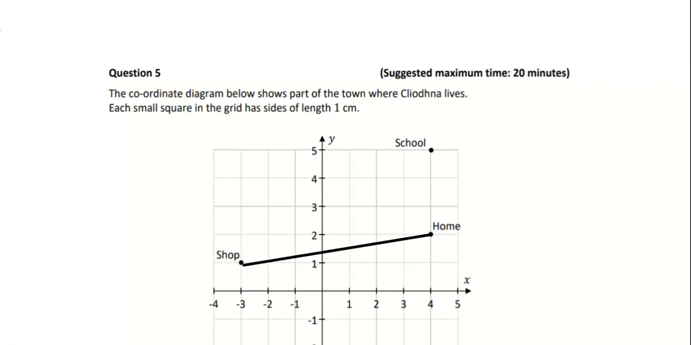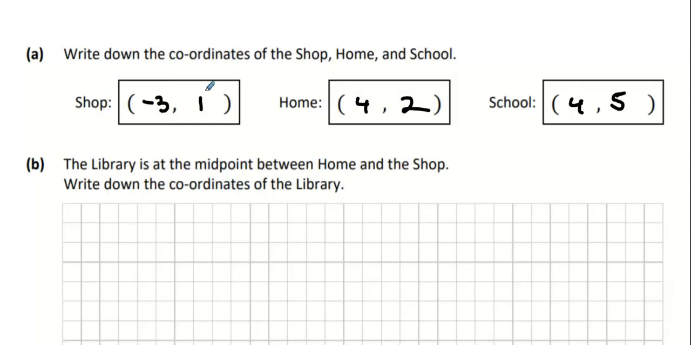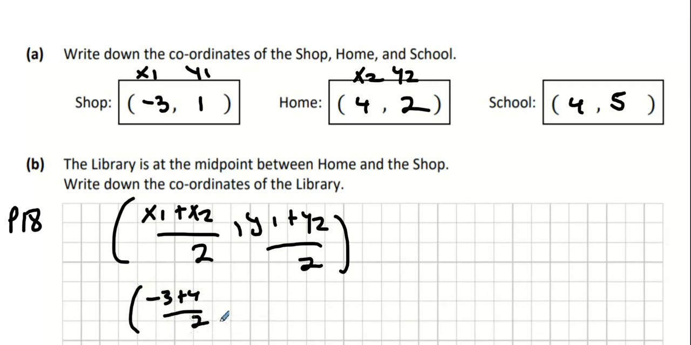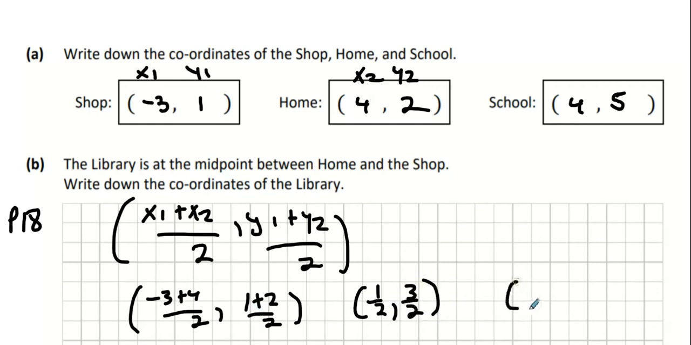I think we might just use the midpoint formula here. The midpoint formula is on page 18 of your log tables. X1 plus X2 over 2, Y1 plus Y2 over 2. Home and the shop, so call that X1, Y1 and call that X2, Y2. What you're going to get here is -3 plus 4 over 2, and then 1 plus 2 over 2. So we get a half, and then 3 over 2. So it's basically 0.5 and 1.5 if you're being technical.